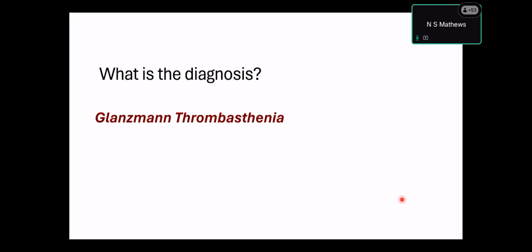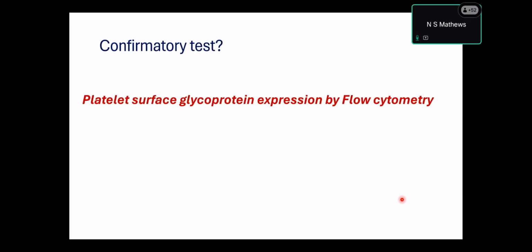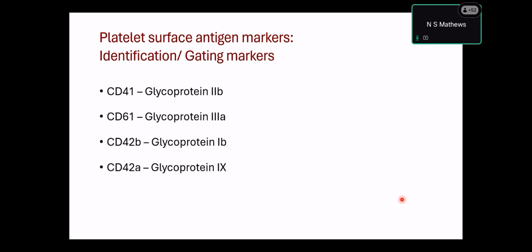Now, can we be absolutely conclusive and be done with it and give a diagnosis? You already know the diagnosis. How can we be more conclusive? How can you have a confirmation? So you do a confirmatory test, which is platelet surface glycoprotein expression by flow cytometry. Okay. So yes, absolutely. So you do the platelet surface antigen markers. So basically there are these platelet markers like CD41, CD61, CD42b, CD42a. These are specific for 2B, for 3A, and for 1B. You can use them as gating markers as well.